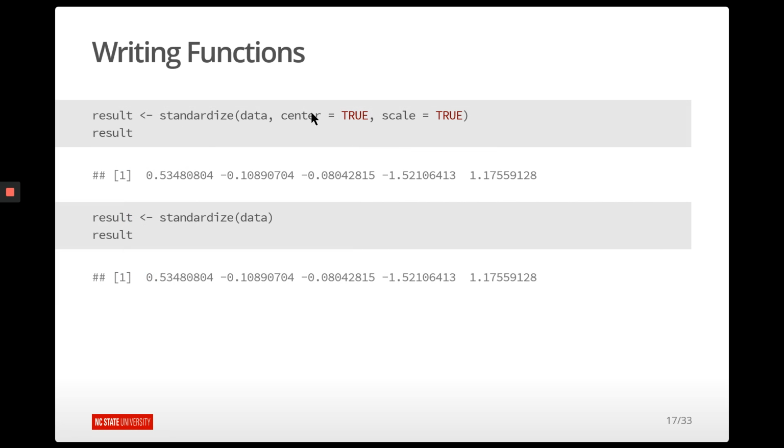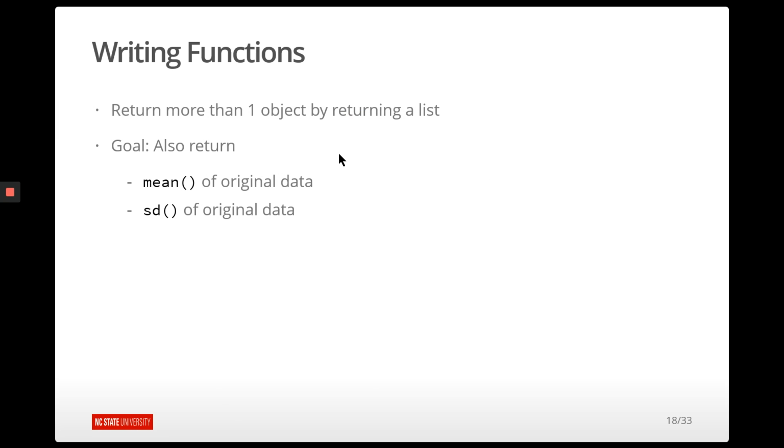Now, this call up here is equivalent to the call that you see down here. Since center and scale are by default true, we're getting the same exact results whether we put those in there or not. All right, so that's pretty cool. We now have default arguments for our user.